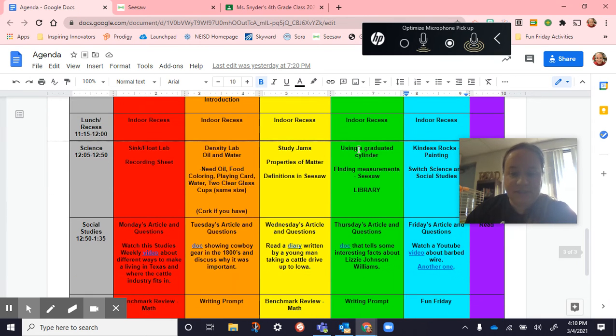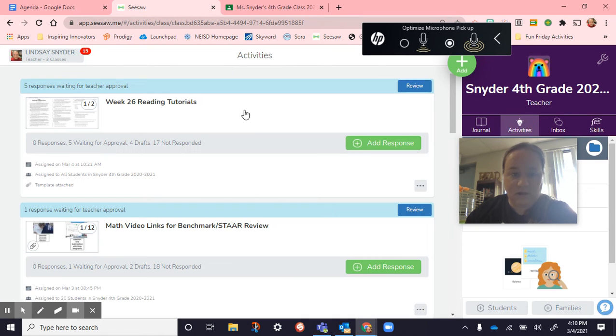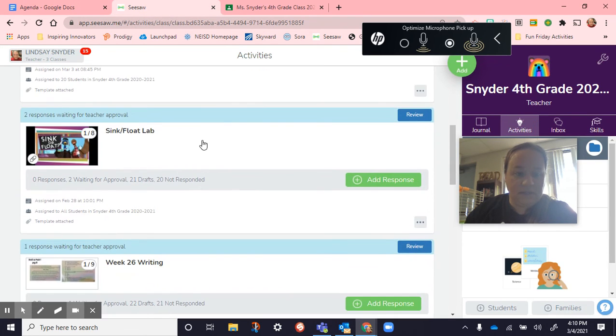All right, we went to lunch and recess. We came back and we started finding some measurements in our science activity here.